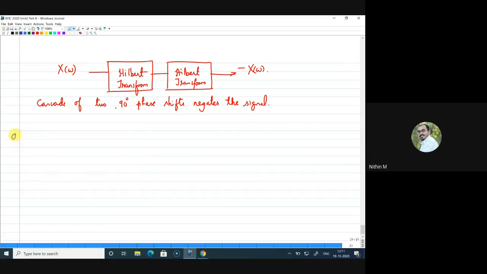With that, I'm just giving a simple question. Plot the spectrum of A cos omega ct plus jA sin omega ct. Just plot it. I'll ask and then you can give reply.